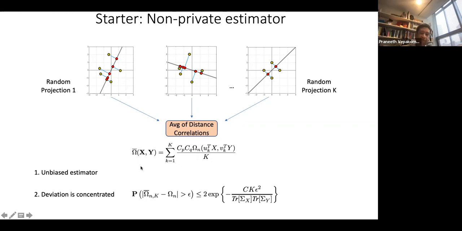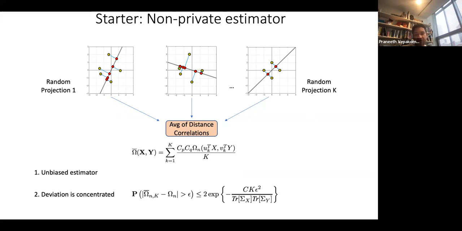This is a non-private setting, right? There's no privacy guarantee I've given you here. It has already been shown that this average of distance correlations measured on random projected data is an unbiased estimator. So in expectation, it measures the real correlation that you are looking for, the nonlinear correlation. At the same time, it also has a tight deviation around the true answer. The estimated correlation, omega bar minus omega, with high probability doesn't deviate much from the true correlation.